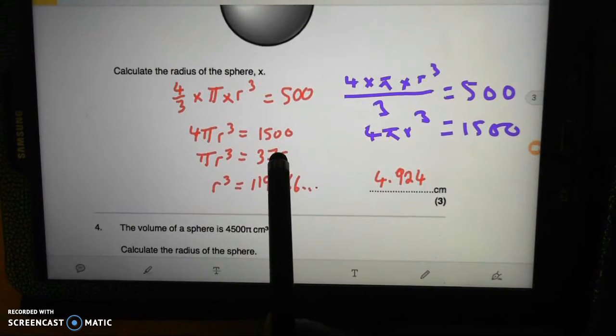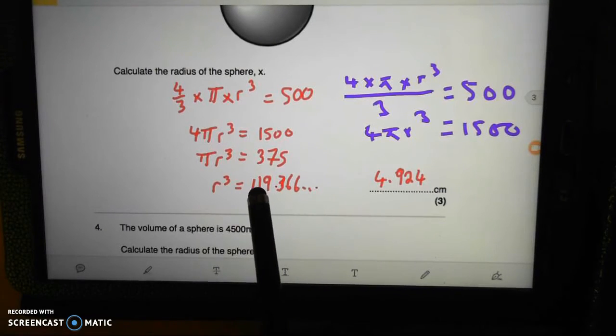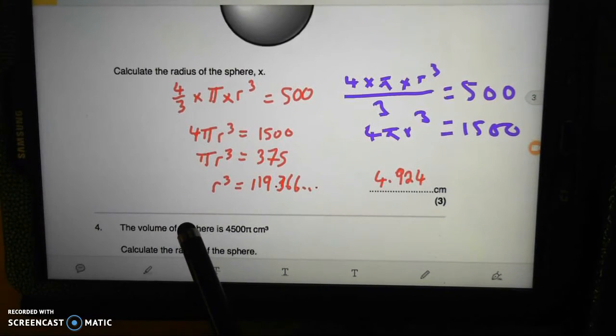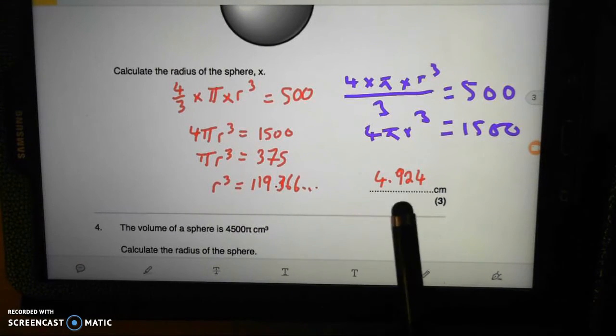If you do 375 divided by pi, you'll get 119.366. So r cubed is equal to that. Then you have to do the cube root of 119.366 to get 4.924 as your radius.